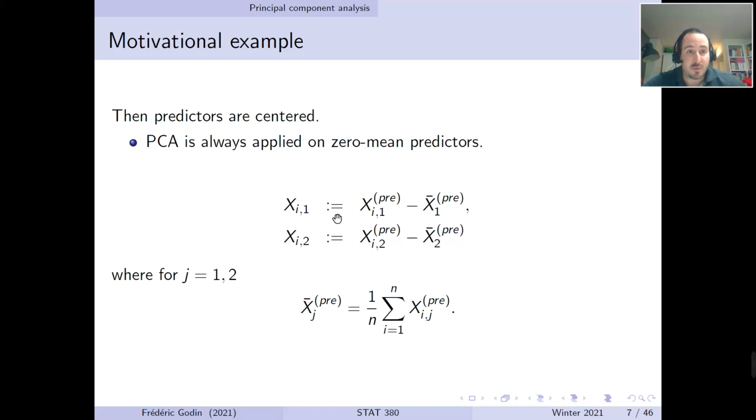So the first predictor for each observation was taken as the original. So here pre stands for before the final predictor. Okay, so we took x1 pre and we removed the sample average of the first predictor in the original data. So the final data was centered and its sample average is 0, and we did the same for the second predictor. Okay, so we see here using these equations, we've simulated two predictors to our data set.